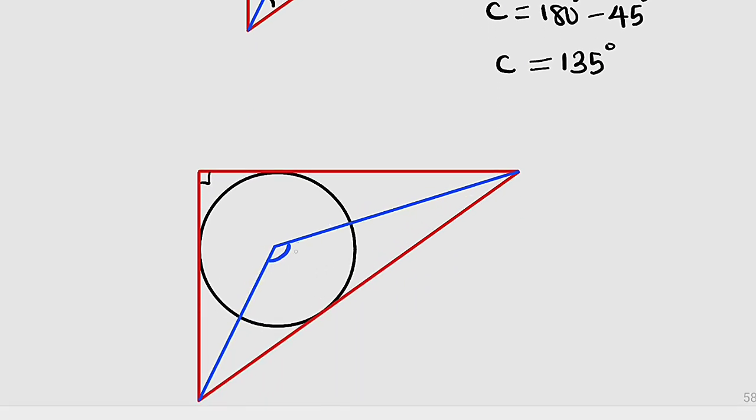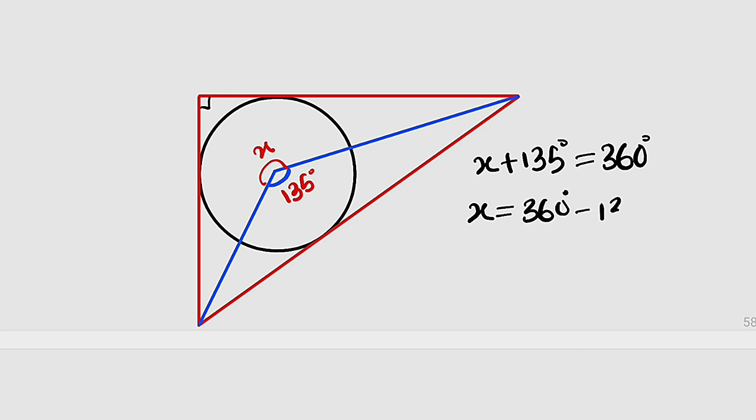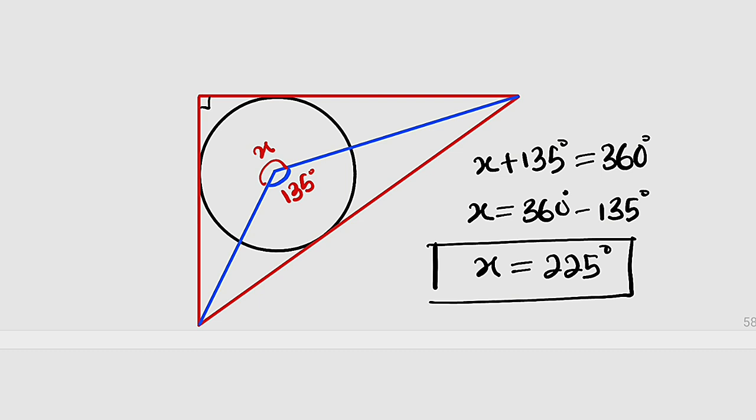So finally, if this angle is 135, what will be the angle of X? Angle at a point equals 360 degrees, which means that the moment you add these two angles, you shall obtain 360 degrees. Therefore, X plus 135 equals 360. And X equals 360 minus 135. And this will give us 225 degrees. And this is our final answer.